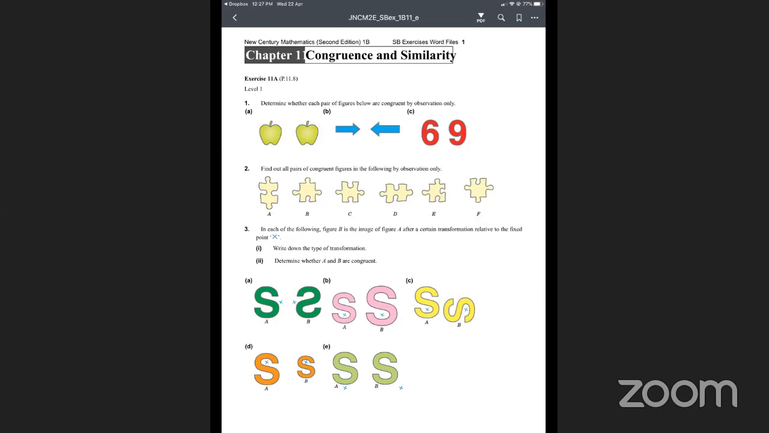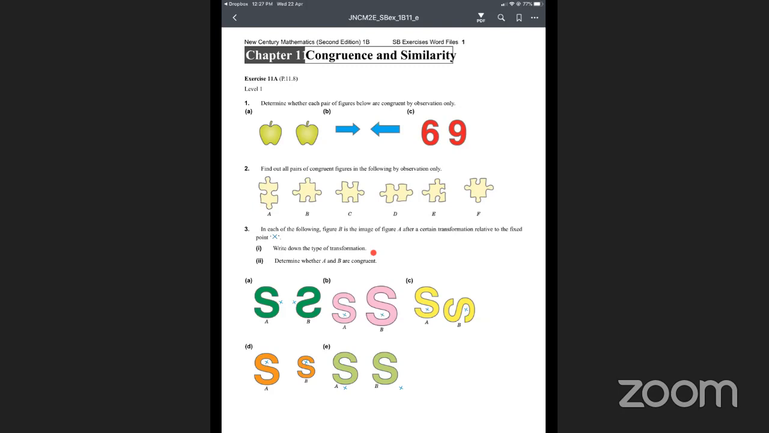How about the next one? Number 3. In each of the following, figure B is the image of figure A after a certain transformation relative to a fixed point, the cross. Write down the type of transformation. Can I circle with a different color of pen? Yes, you can write in your book with different colors. It is a very good idea.